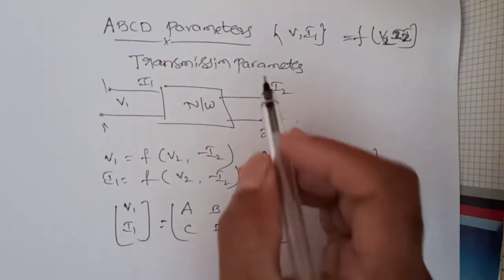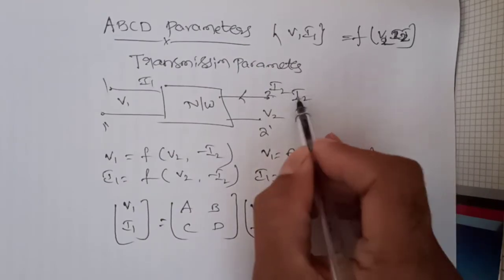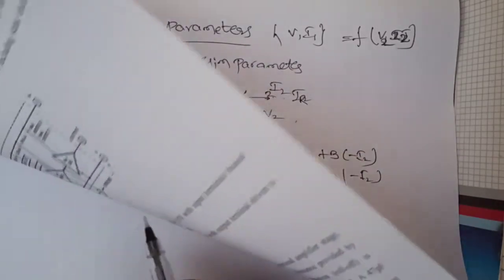Now consider the analogy between the transmission line and the general two-port network. It clearly shows that the receiving current is always opposite to I2. In the two-port network, the current I2 is entering the port, but the receiving current in the transmission line is always away from the network. That's why we are taking the negative sign. This is the way we can define the ABCD parameters.